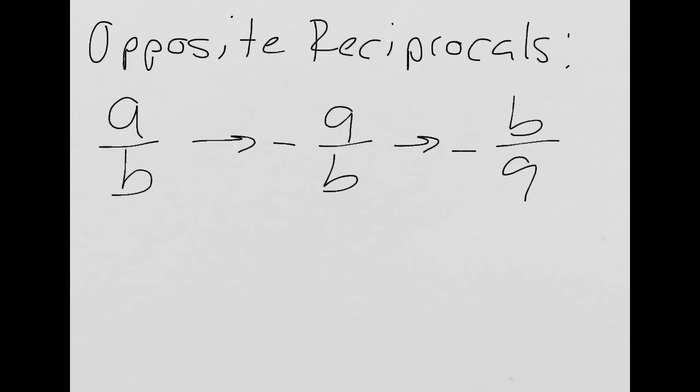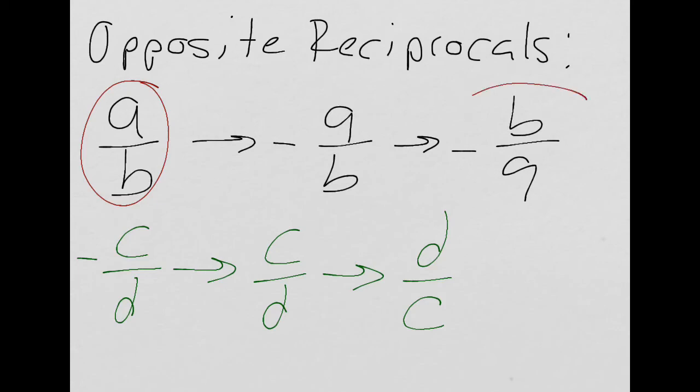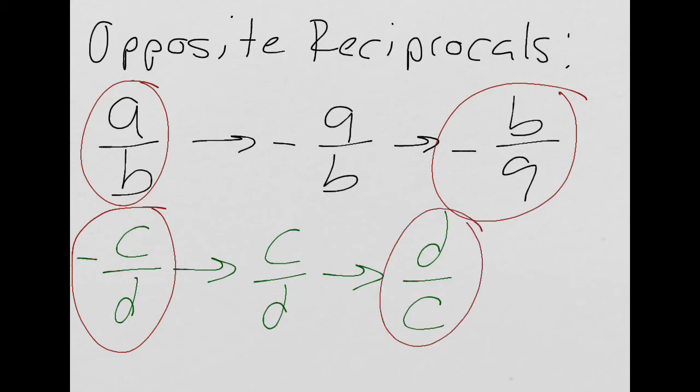Now let's say I started with a negative fraction. Let's say I have negative c over d. Then to make it opposite, I would change my sign, so that's going to be positive c over d. And then to make it an opposite reciprocal, I would then flip that fraction. So I'm going to get positive d over c. So if my original fraction is a over b, the opposite reciprocal is negative b over a. If my original fraction is negative c over d, my opposite reciprocal is going to be positive d over c.